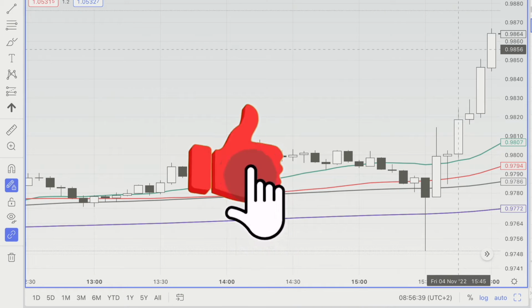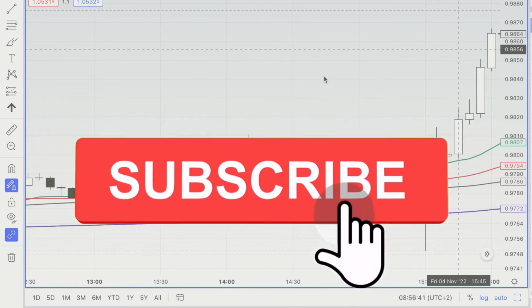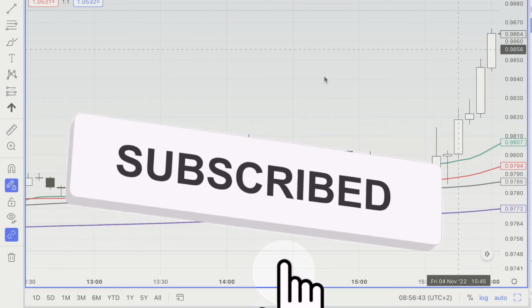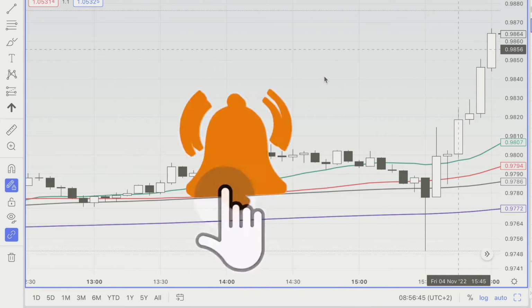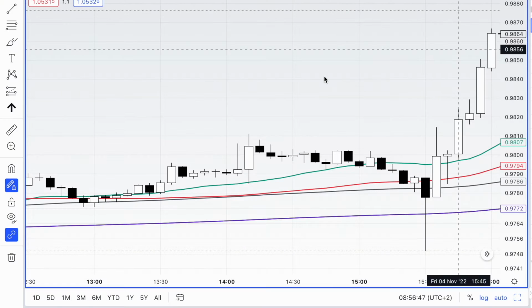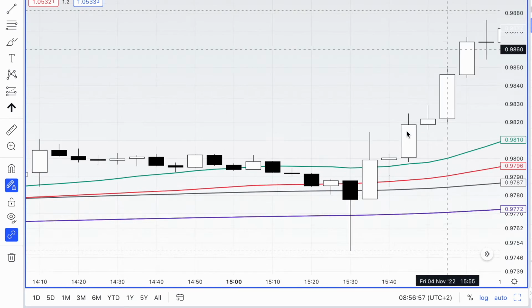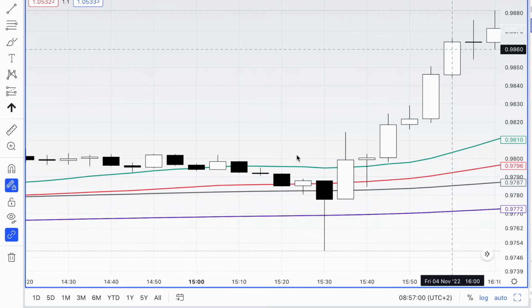On Friday the 4th of November, we got the NFP report. It comes out at 8:30 a.m. Eastern Time, that's New York time. And I'm going to tell you how to trade it. And it's pretty simple, really. Now, when the NFP news comes out, you'll normally see this sort of candle pattern. Look out for this.